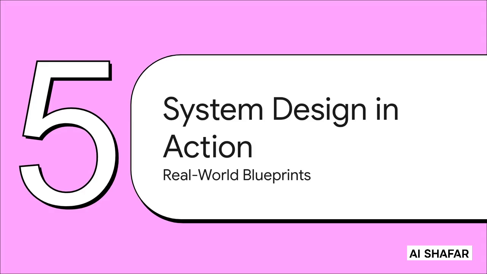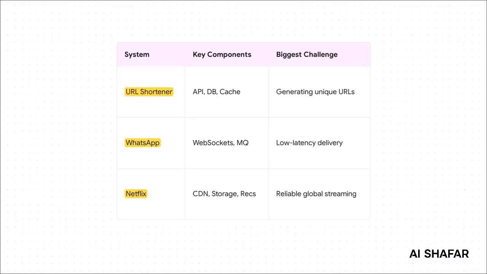All right, enough theory. It's great, but let's make this stuff real. Let's see how all these building blocks and processes actually come together to power the apps that we use every single day. Let's look at a few examples. For a URL shortener, the biggest challenge is just generating billions of unique links without collisions. For WhatsApp, it's all about delivering messages instantly, in real time across the globe. And for Netflix, their main problem is streaming massive video files to you reliably, no matter where you are. See, each system uses a totally different mix of our building blocks to solve its own unique challenge.